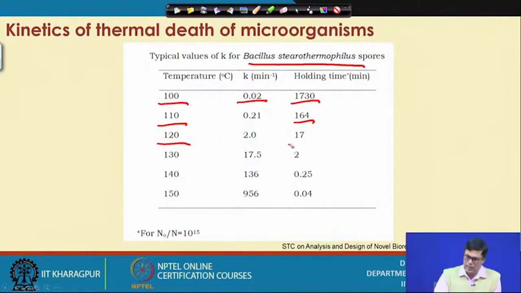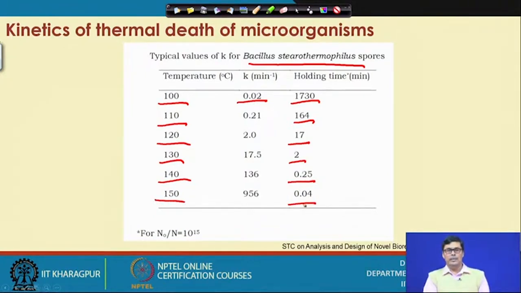At 120 degrees centigrade, it is 17 minutes. At 130 degrees centigrade, it is 2 minutes. At 140 degrees centigrade, 0.225, and at 150 degrees, 0.004. Now, what does this signify? It signifies that as your temperature increases, your time drastically reduces, and that is very important.